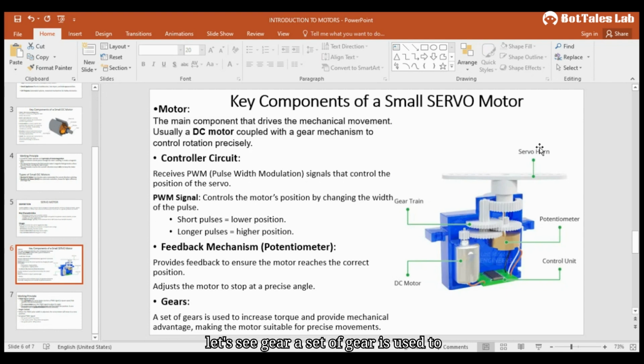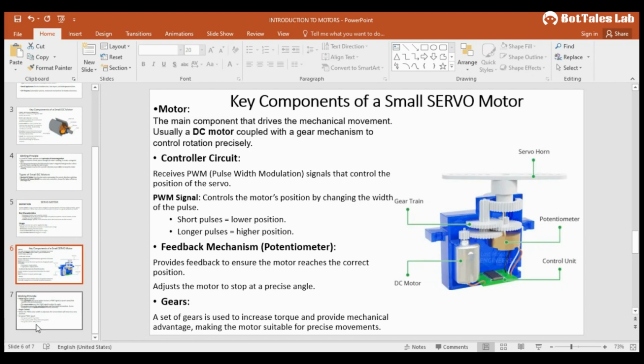Okay, let's see gears. A set of gears is used to increase torque and provide mechanical advantage, making the motor suitable for precise movement. Basically, gears are used for making the movement of our motor, that is, in which angle we want to turn the motor. It can be done with the help of gears.